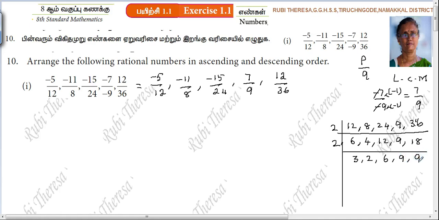9 2s are 18. So which table can you take now? 9, 9, 6, 3. Very good. The 3 table. It is better to take the 3 table. 1 3 is 3. 2 is not divisible by 3, so write 2 as it is. Next, 2 3s are 6, 3 3s are 9, 3 3s are 9.